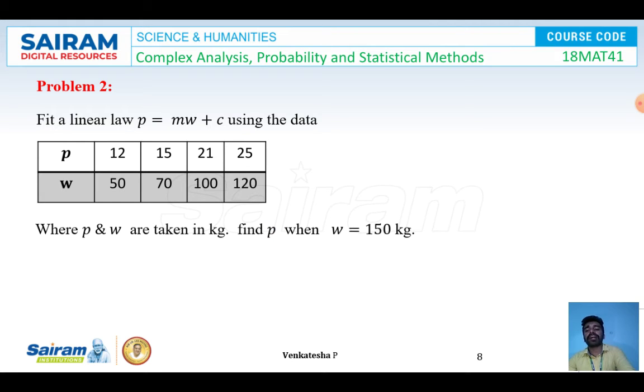In this data, P and W have been given in terms of kg. So now the first thing is we have to frame the normal equations for the above equation P = mW + c.